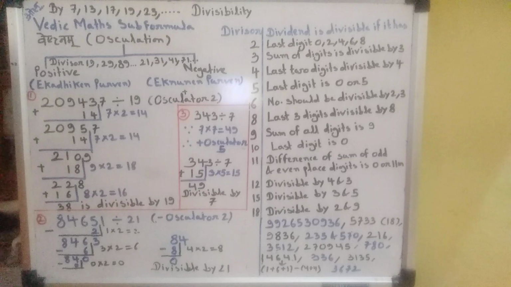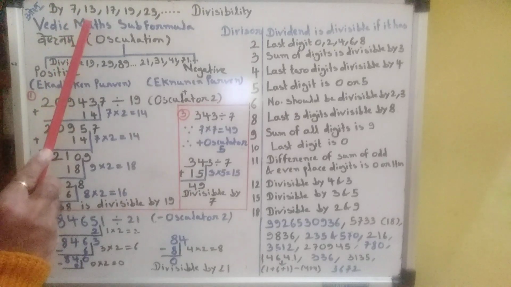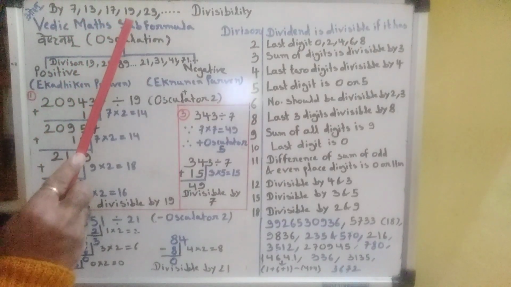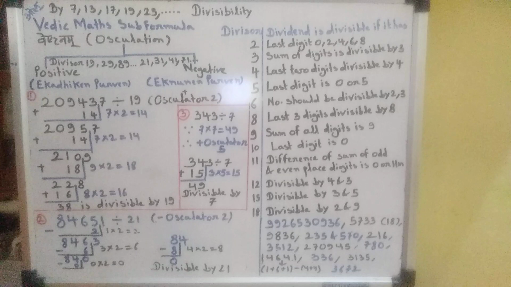But when we have to check divisibility of any given number by other prime numbers like 7, 13, 17, 19, 23, 29, 31, 41, 139, 179 etc., then in modern maths, divisibility can be checked only by the whole division process. There is no other option to check divisibility.